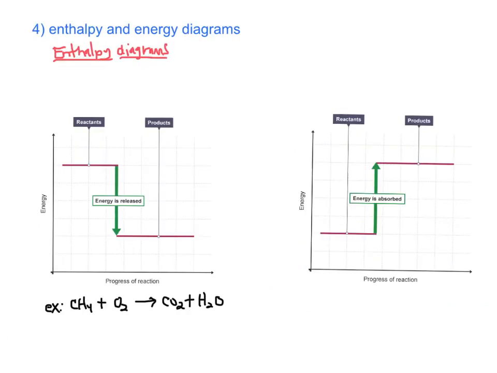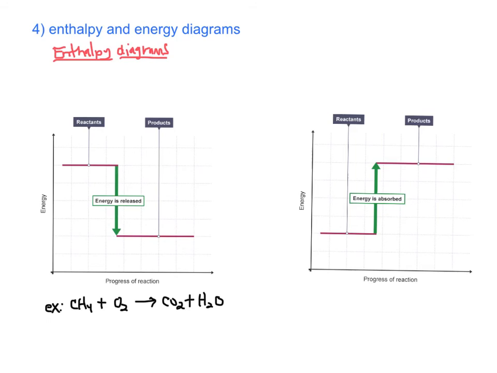And finally, let's talk about how we can draw or interpret things called enthalpy and energy diagrams. So this is called an enthalpy diagram. So I have two of them here. One shows your reactants and your products. Notice the energy increases as you go up in this direction. So your reactants are releasing or losing energy to become your products.